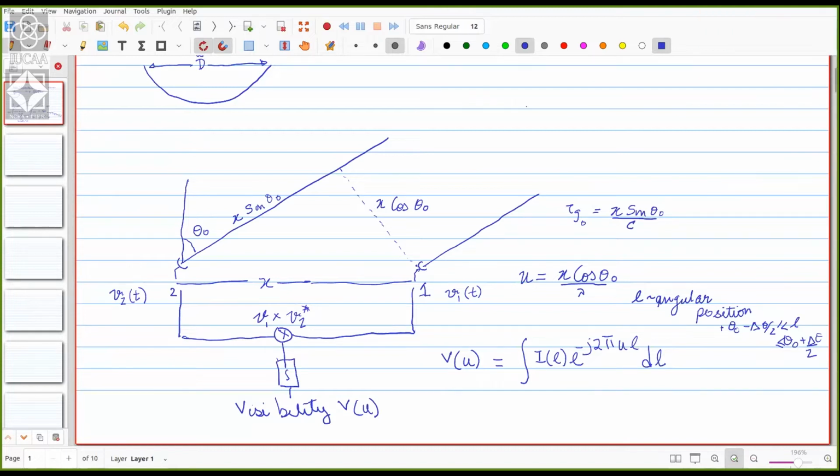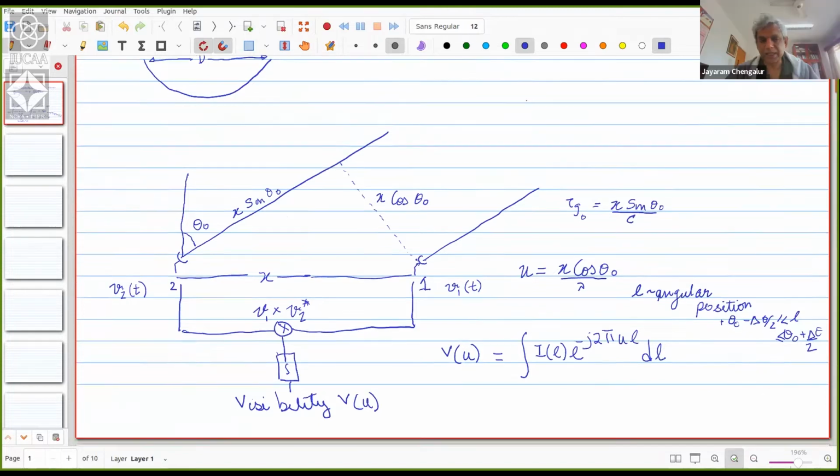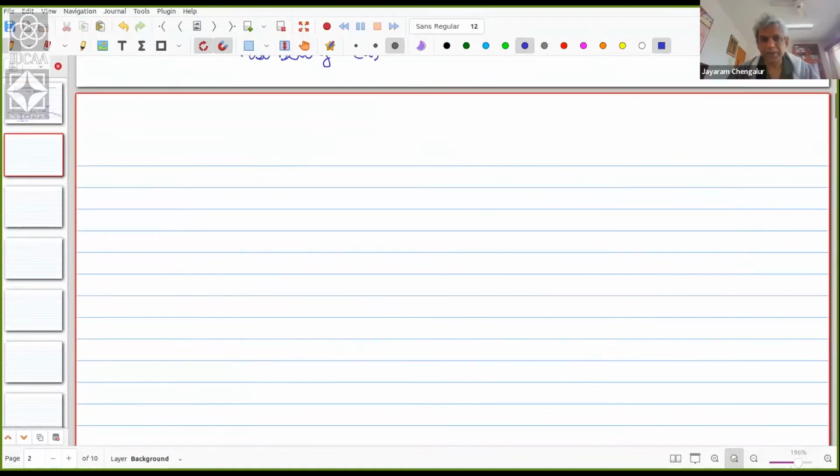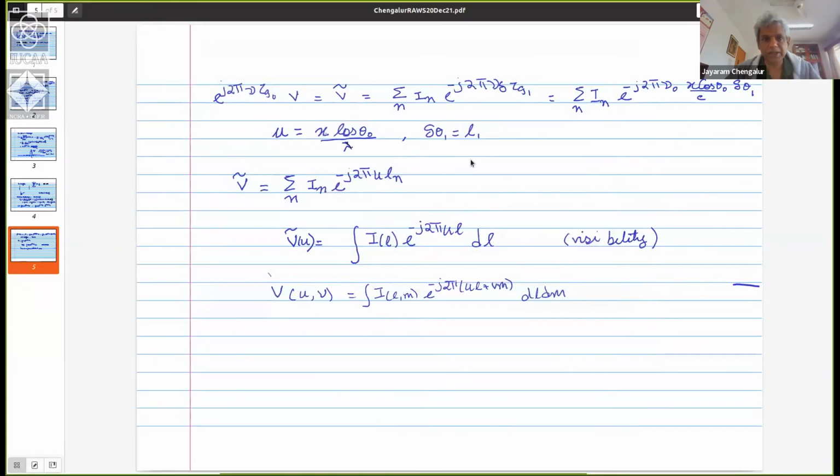The difference, if you remember, when we were talking about V tilde and V of u, was the following. We had originally defined... maybe it's easier if I go back to yesterday's sheet. This is yesterday's sheet where we discussed V tilde versus V. And V tilde was basically when we had multiplied the V that we got with this phase term, which came from the geometric delay at the center of the field.